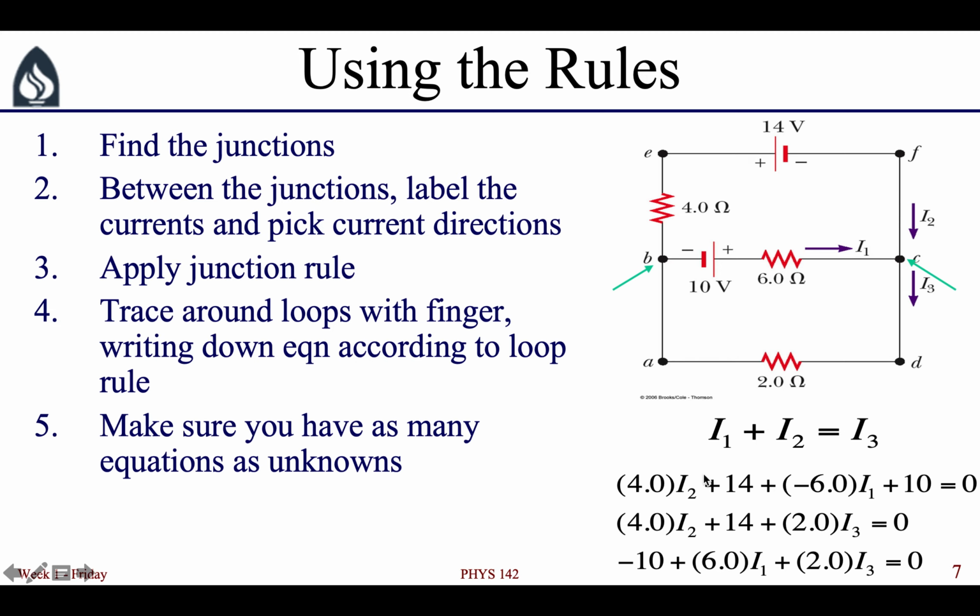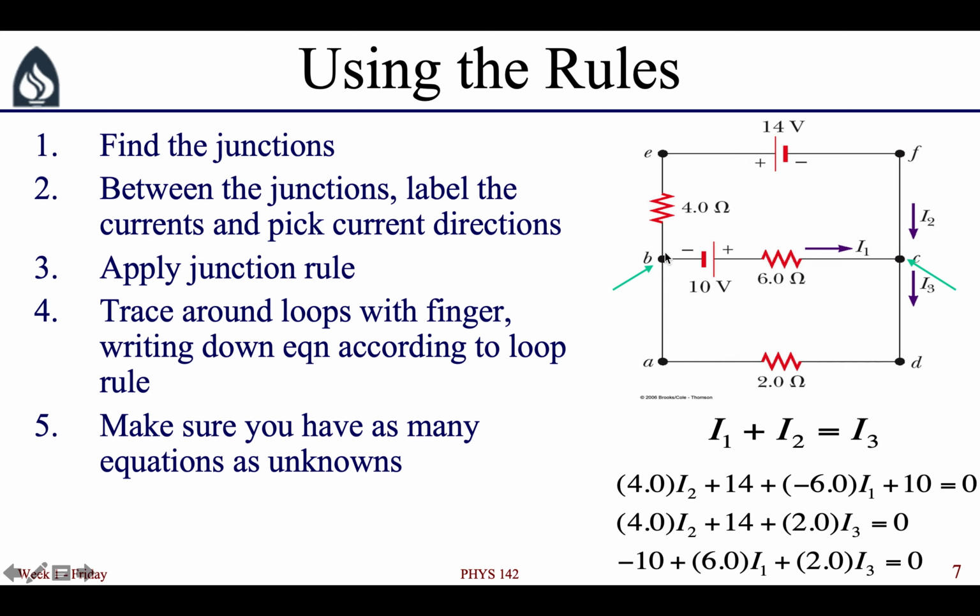For example, this first equation comes from going first through the 4 ohm resistor. So we're tracing around this upper loop. First we go through the 4 ohm resistor, with the current because I2 goes like this, so we write down positive 4 I2. Then we hit the positive terminal of the battery, so we write down plus 14. And then we go against I1, against the current through the 6 ohm resistor, so we write down minus 6 I1, then the positive terminal of the battery, plus 10 volts. And then we're back where we started, so the sum of those potential differences is equal to 0.